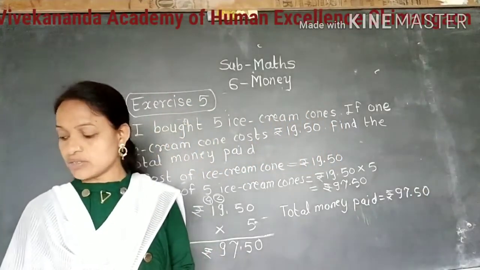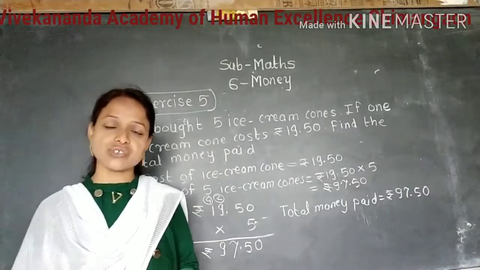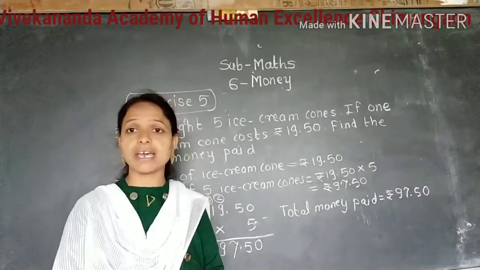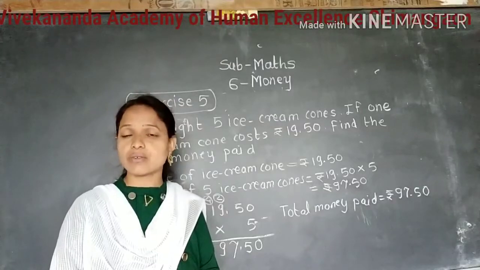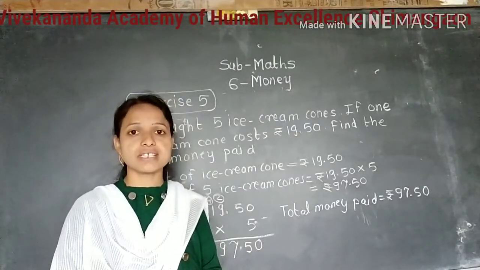Understood? So here we have seen multiplication of money by a whole number. So here we have solved all examples from exercise 5.